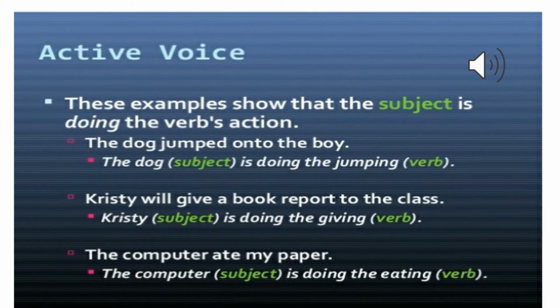The third sentence, the computer ate my paper. Here the computer is doing something, so the computer becomes the subject. It ate the paper. So computer here becomes the subject.